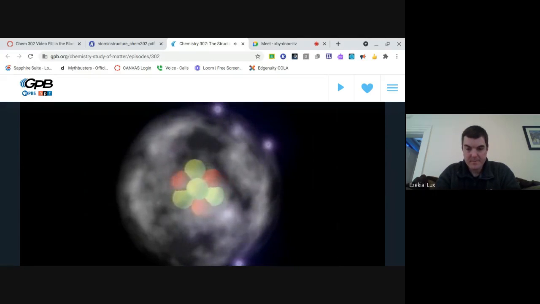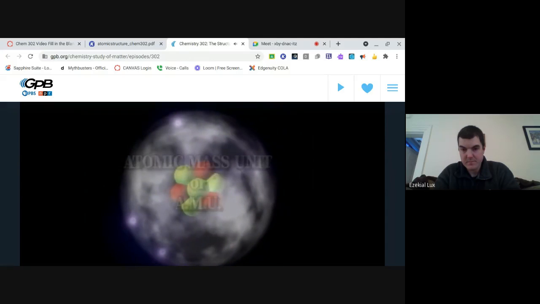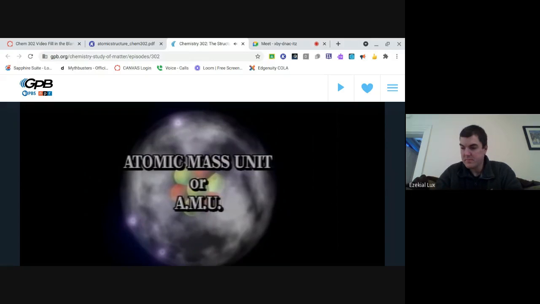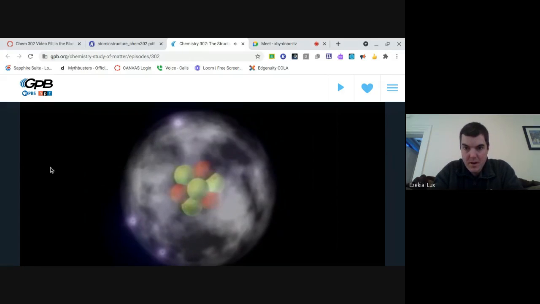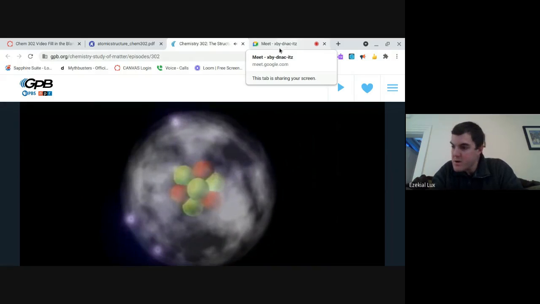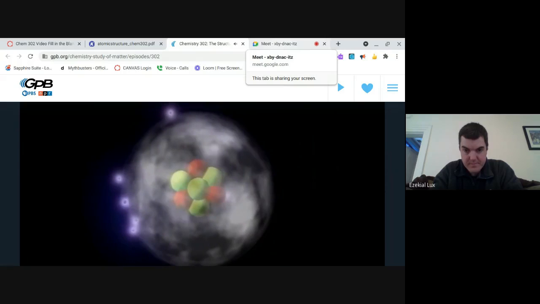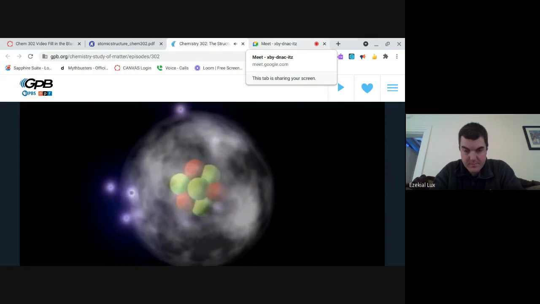Scientists have derived a unit for measuring the mass of an atom, known as the atomic mass unit, or AMU. The AMU is based on the mass of an atom of the element carbon. 1 isotope of carbon contains 6 protons and 6 neutrons. This isotope of carbon is said to have an atomic mass of almost exactly 12 AMUs.